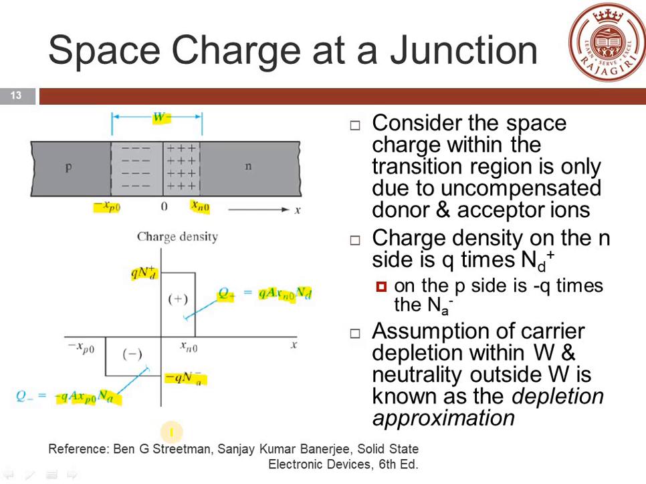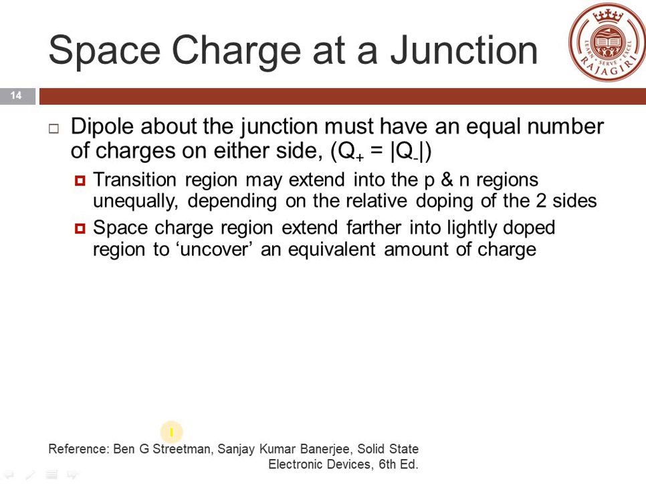Now, we will be assuming that the carriers are completely depleted within the transition region of W, and outside this transition region, that is outside this W region, our P-type and N-type semiconductors are neutral, or electrically neutral. So this approximation is called depletion approximation. In this diagram, the positive charge is equal to the negative charge by magnitude. So we can consider it as a charge dipole. The dipole about the junction must have an equal number of charges on either side: Q plus equal to Q minus.